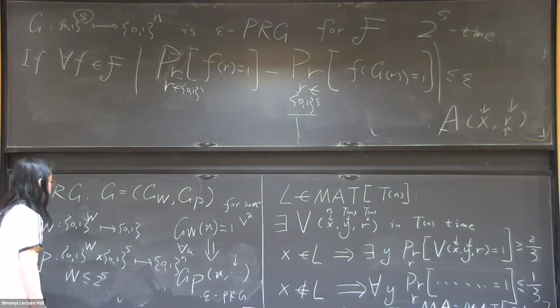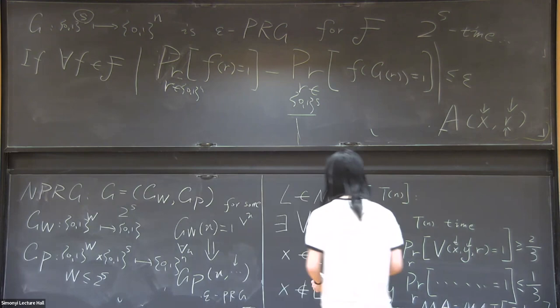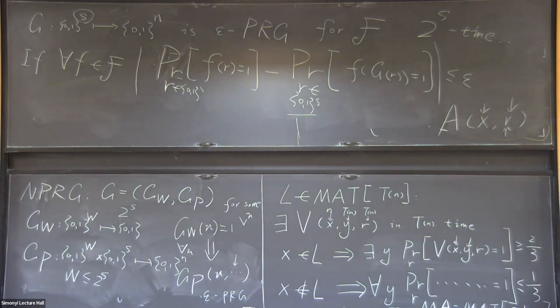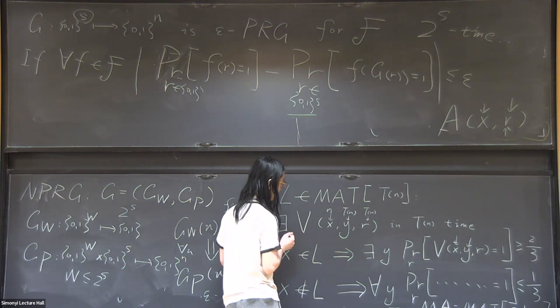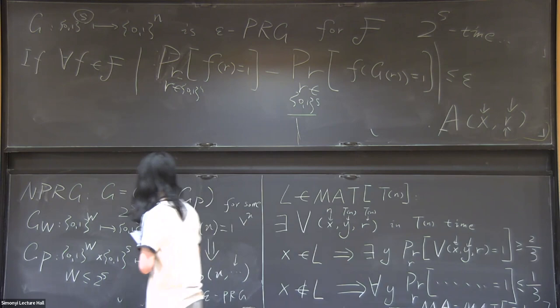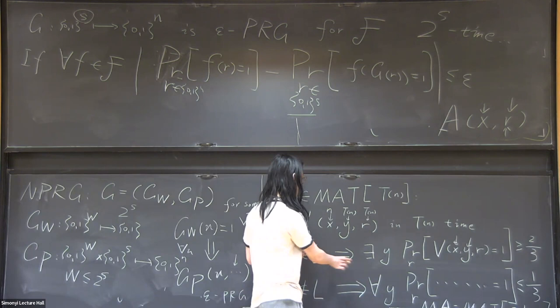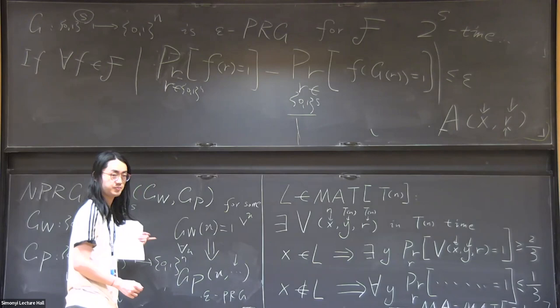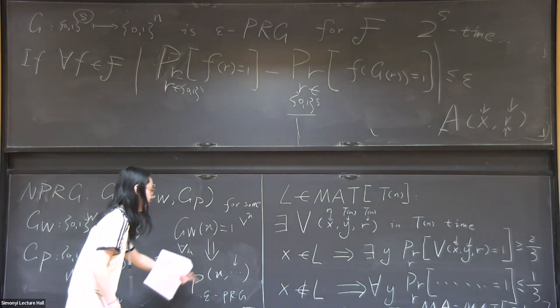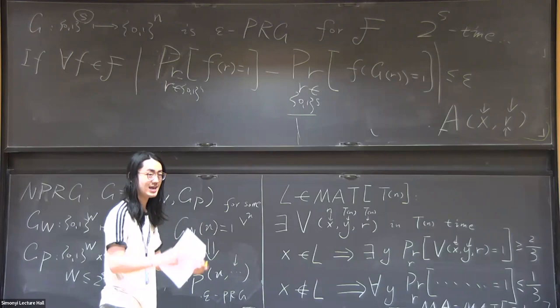Okay. Let's see how we use this NPRG to de-randomize this Merlin-Arthur proof system. It's quite obvious actually. Now you interpret your proof as both Y and U. So what you do is that you guess Y, you guess U, and you reject immediately if GW rejects. But if GW accepts, you are in luck. You can use GP to estimate the acceptance probability. And you accept if your estimation is greater than, let's say, half.